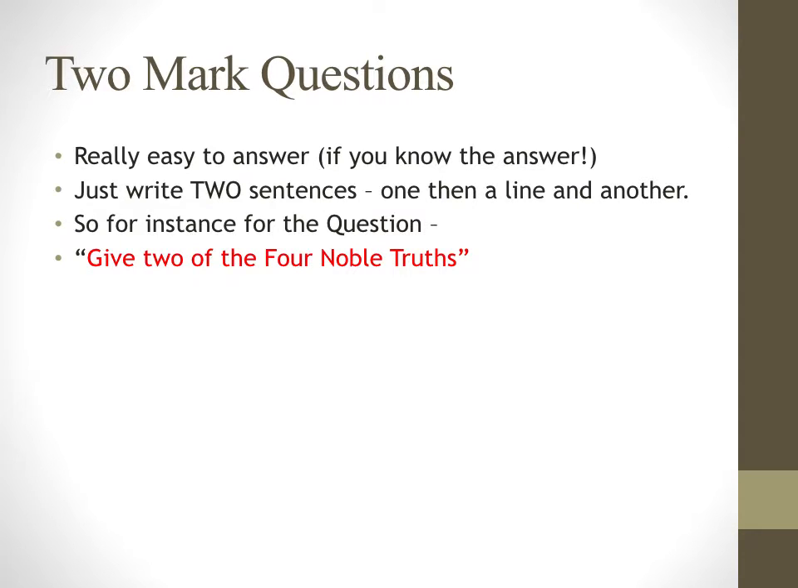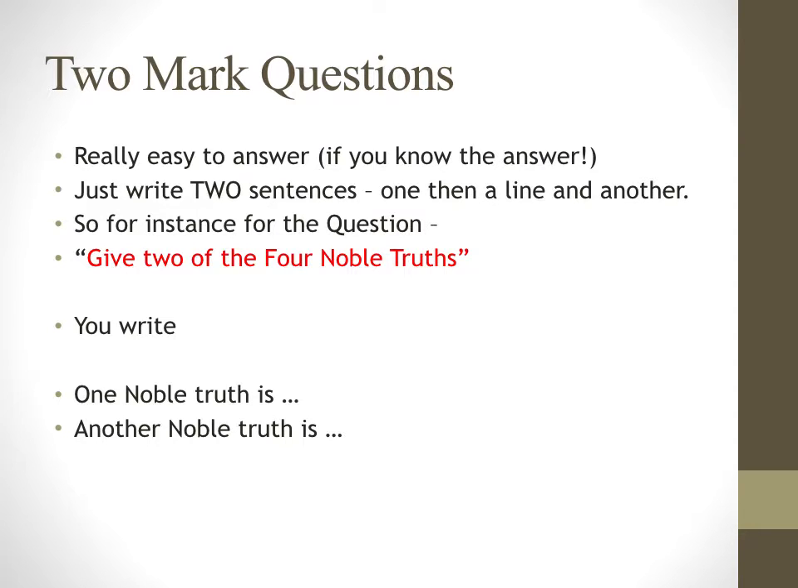I've chosen a question here which is a Buddhist question on 2 of the 4 Noble Truths. And the answer I would suggest is that you simply write, first of all, 1 Noble Truth is, and then give an answer. And then underneath, another Noble Truth is, and then give an answer.